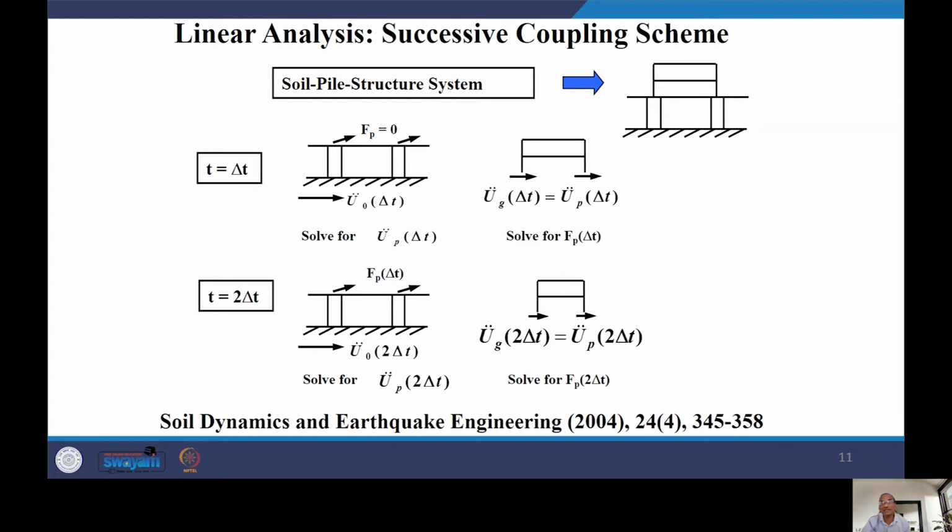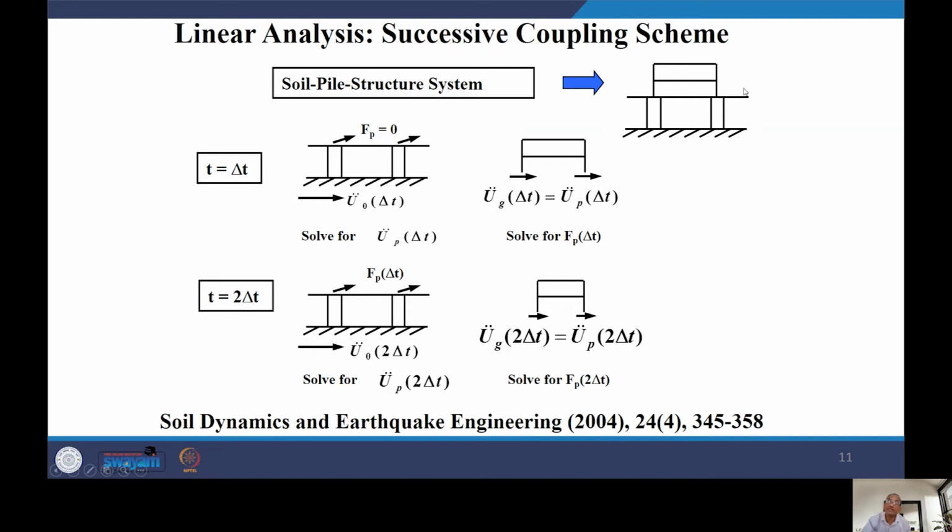Now, for the linear analysis, a methodology was developed, which has been published in a paper in Soil Dynamics and Earthquake Engineering in 2004. In this linear analysis, what is called the successive coupling scheme has been used. Why it has been used, let me tell you the background. You have the pile foundations, and on top of the pile foundation you have a structure. Let's say the piles are end bearing piles situated on the bedrock.